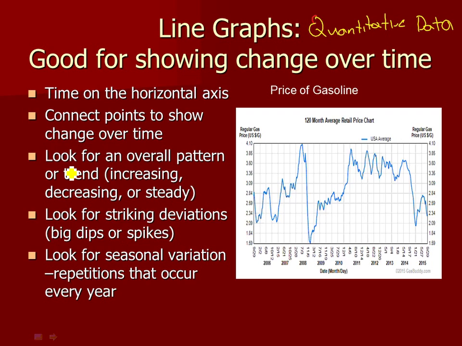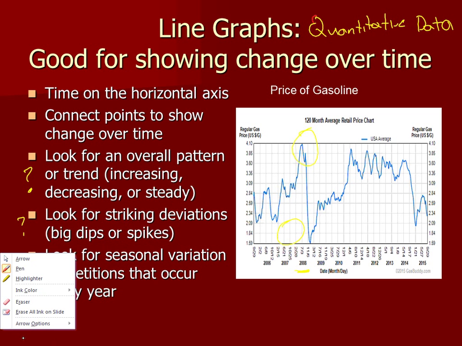Yeah, we have no idea where the price of gas is going in the future because we have no overall trend. It's up, it's down, it's up more, it's back down. So who knows? I can't even say it's steady. Sometimes you will not have an overall pattern with certain things like gasoline. We do have striking deviations. What are some striking deviations that we see? Look at 2008. We see this huge peak followed by a huge trough, which I completely missed.